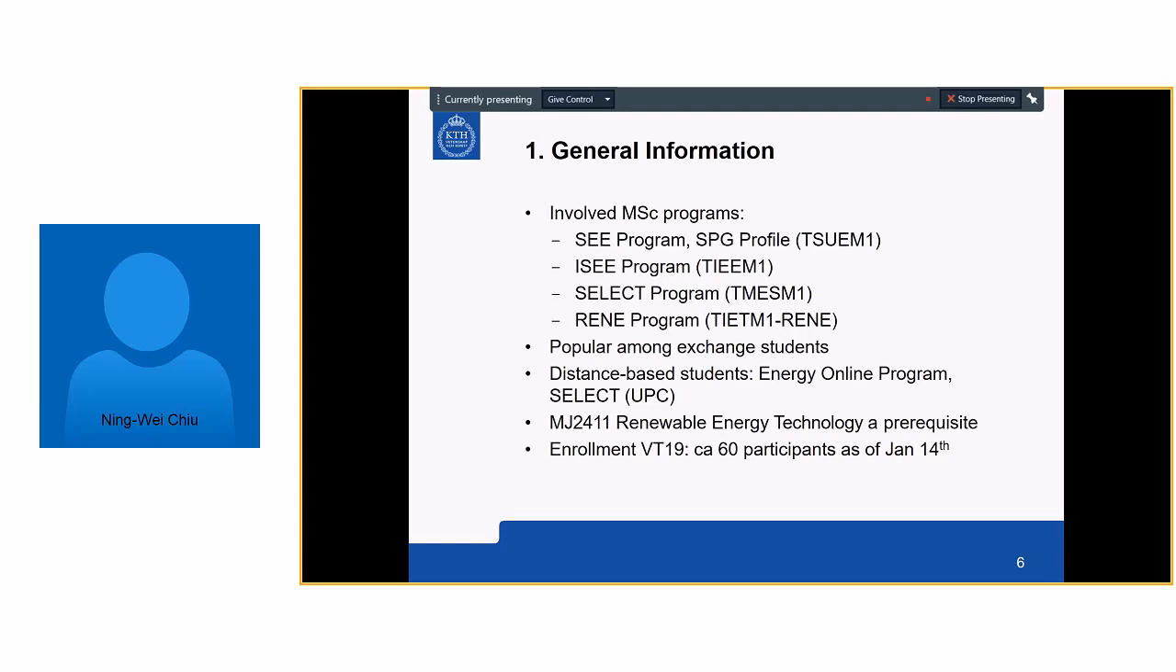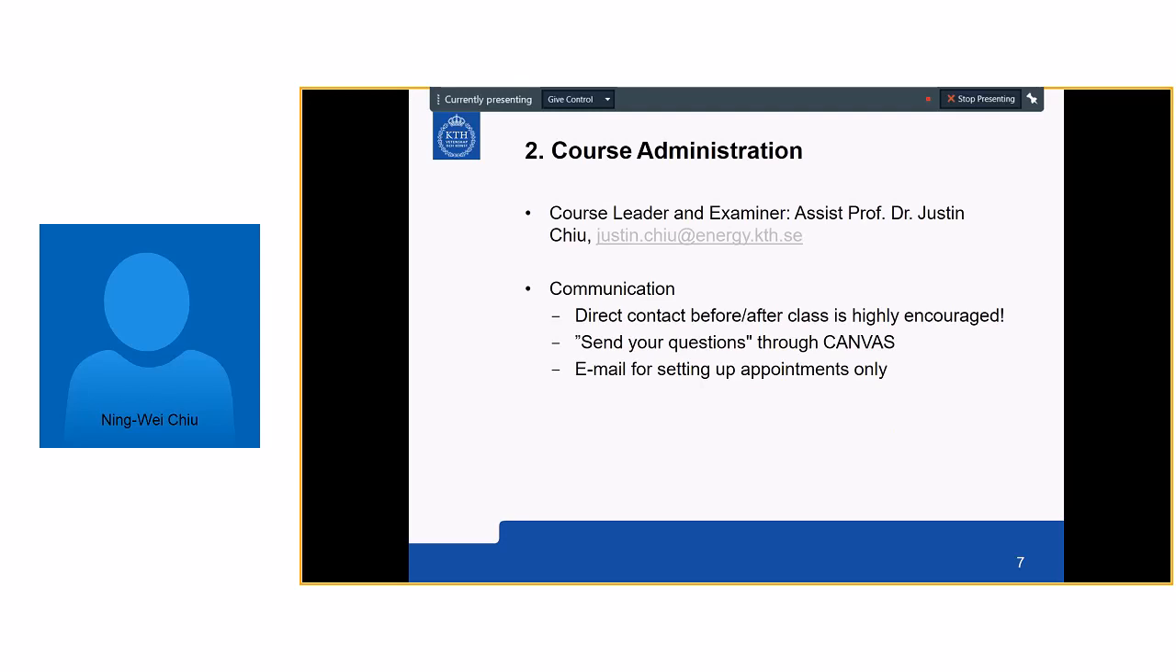Course administration. I'm the course leader and the course examiner. This is my email address. If you wish to get in touch with me, you can send me an email, but if you have access to Canvas, which is our learning management system, I prefer you send it through Canvas so I can have a collection of all the questions, and it will be easier to manage. But of course, if you don't have Canvas, or if your question is how do I get access to Canvas, then sure, send me an email. Normally, when you register to the course, you automatically get the access. So register to the course first.